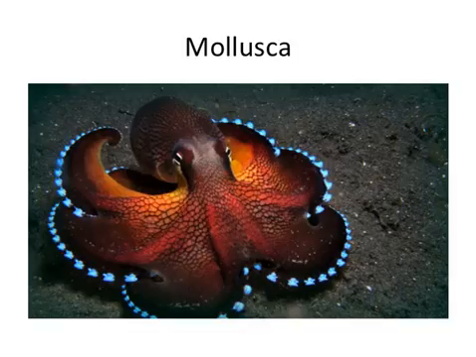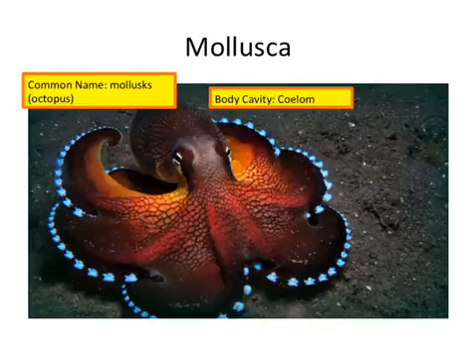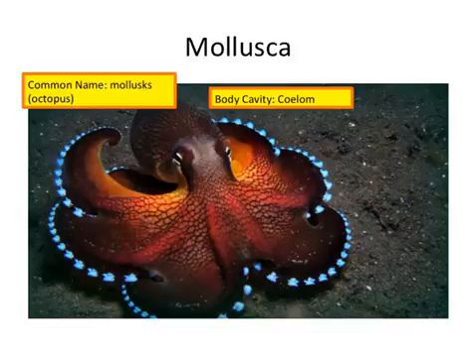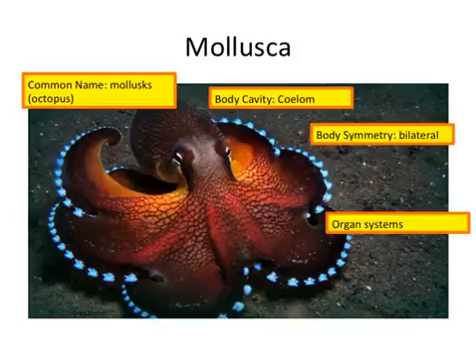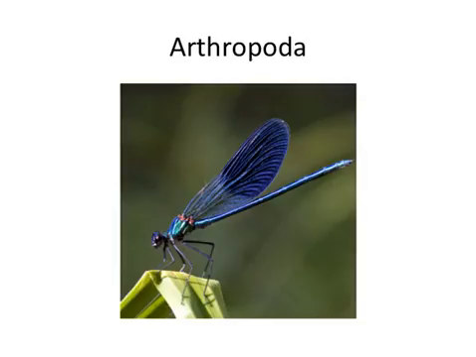The next phylum is phylum Mollusca. Common name is mollusks. In this picture we have an octopus, which is an example of a mollusk. They have a body cavity, so they do have a coelom. They are bilaterally symmetrical. They have organ systems. And what you should know is there is high intelligence in cephalopods. So this octopus is a cephalopod, and they have high intelligence. They have a brain, a very complex brain that allows them to do complex things.